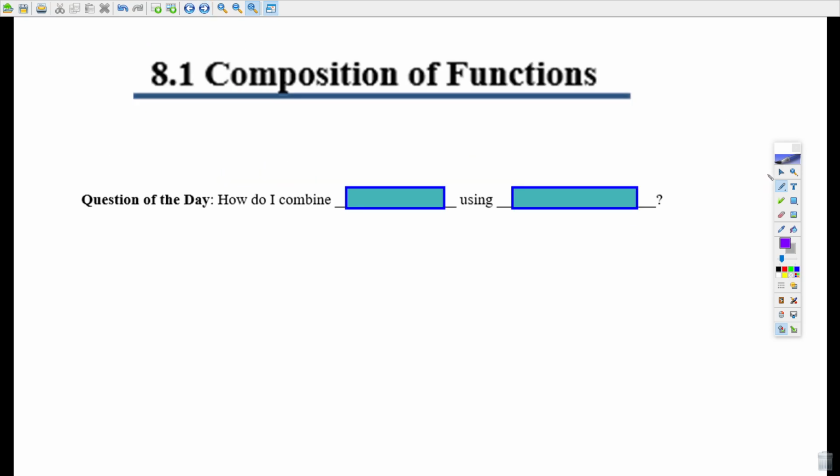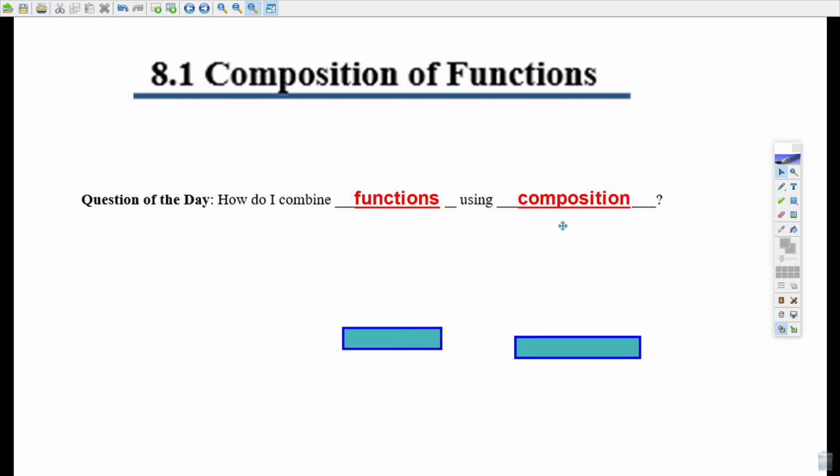Okay, so now for the lesson, 8.1. This is called composition of functions. How do I combine functions using something called composition?